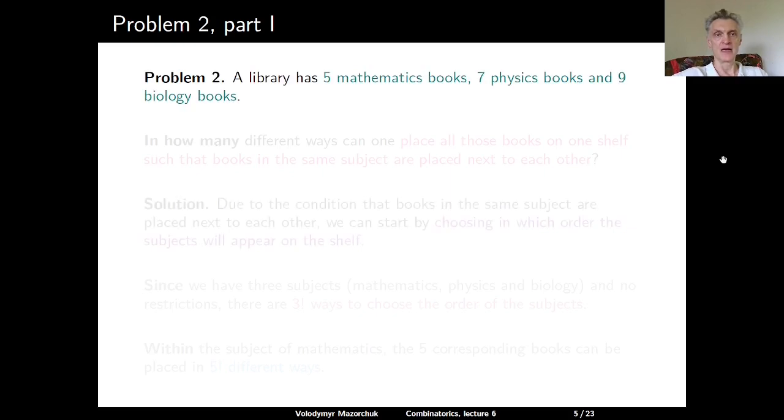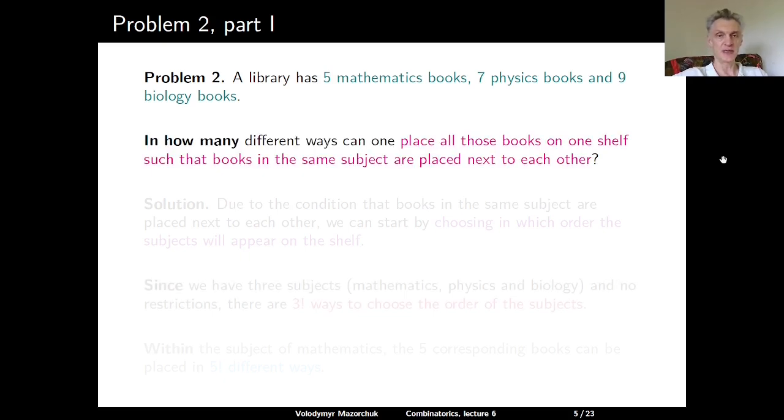Problem 2. A library has 5 mathematics books, 7 physics books, and 9 biology books. In how many different ways can one place all those books on one shelf, such that books in the same subject are placed next to each other?